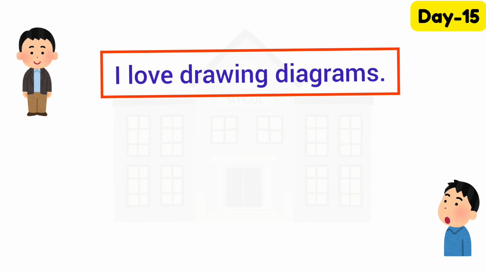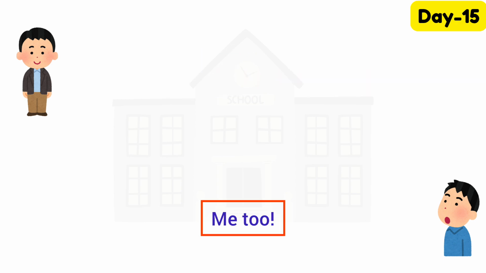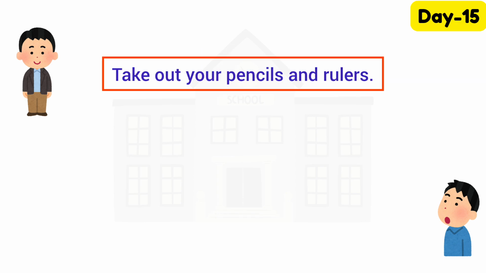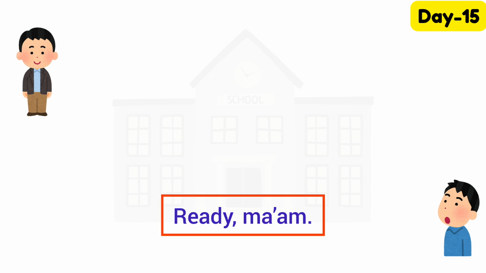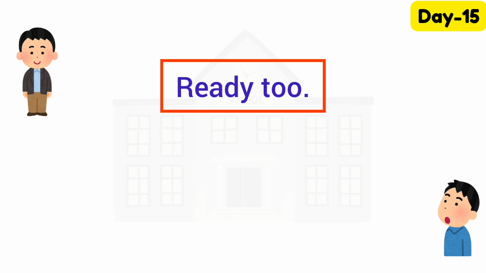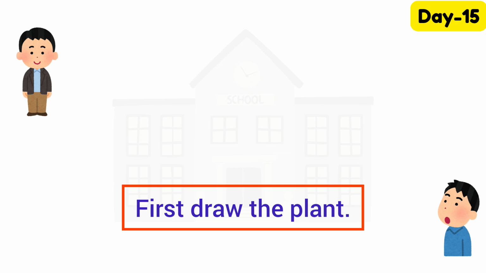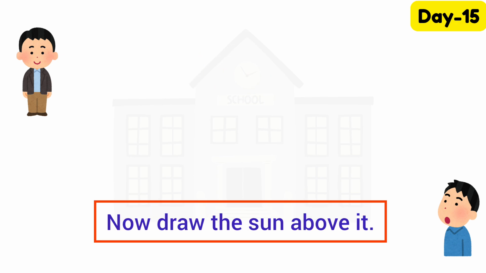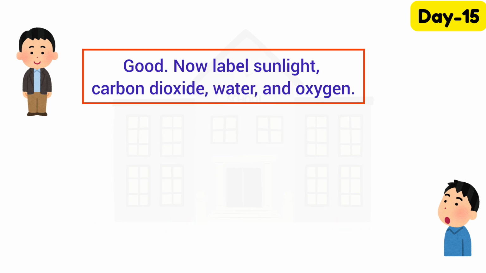Oh, I love diagrams. Me too. Take out your pencils and rulers. Ready, ma'am? Ready. First, draw the plant. Done. Now, draw the sun over it. Done, ma'am. Good. Now, label sunlight, carbon dioxide, water, and oxygen.